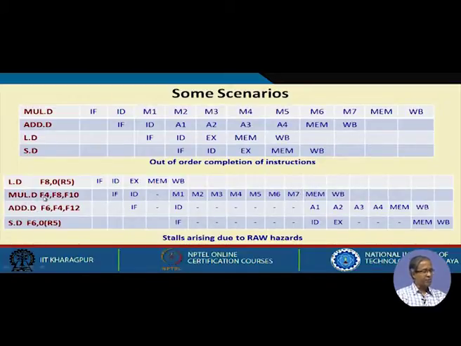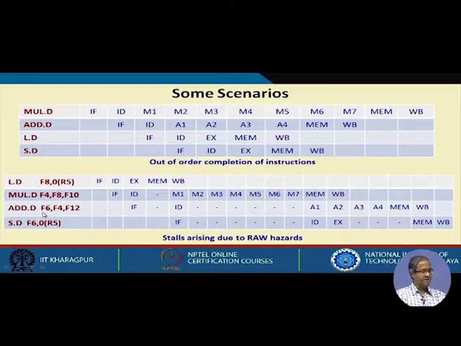Now, add requires F4. Here again, even using data forwarding, F4 will be known only after multiplication is over, at the end of M7. So, add can issue, that means from ID to EX it can start only after that. There will be 6 stall cycles here.